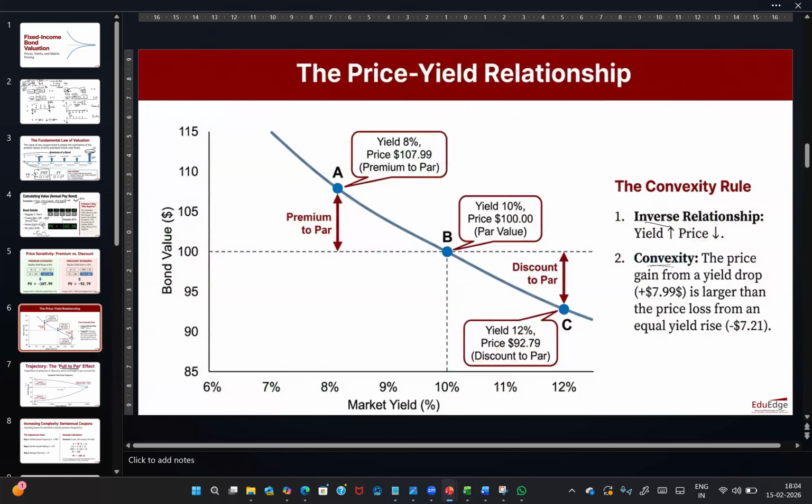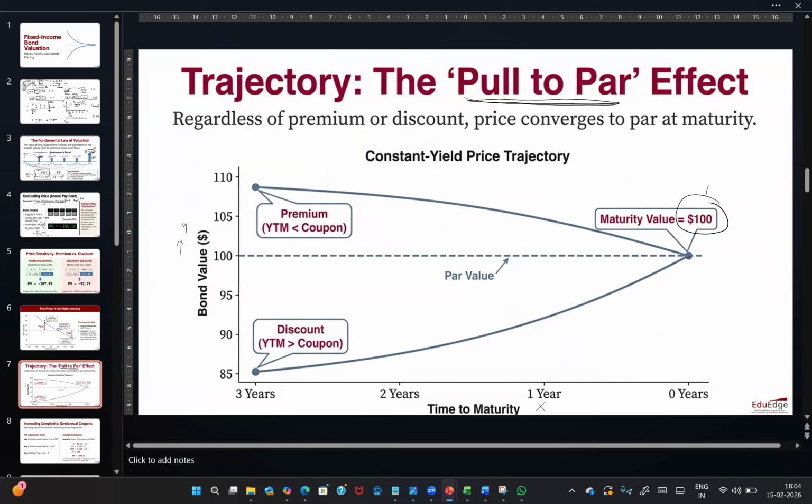And hence there is something called the pull to par effect, because at maturity, the bond value is always equal to par value or face value. So if we consider premium bonds, where the coupon is greater than the yield on the bond, also called the yield to maturity, can I say that the pull to par will be from top to bottom, because the bond will trade at a premium, and as the years pass, this premium will decrease. So suppose only 1 year remained to maturity, the price of the bond will not be 110. It will be close, probably below 105. And at maturity, it will fall to 100.